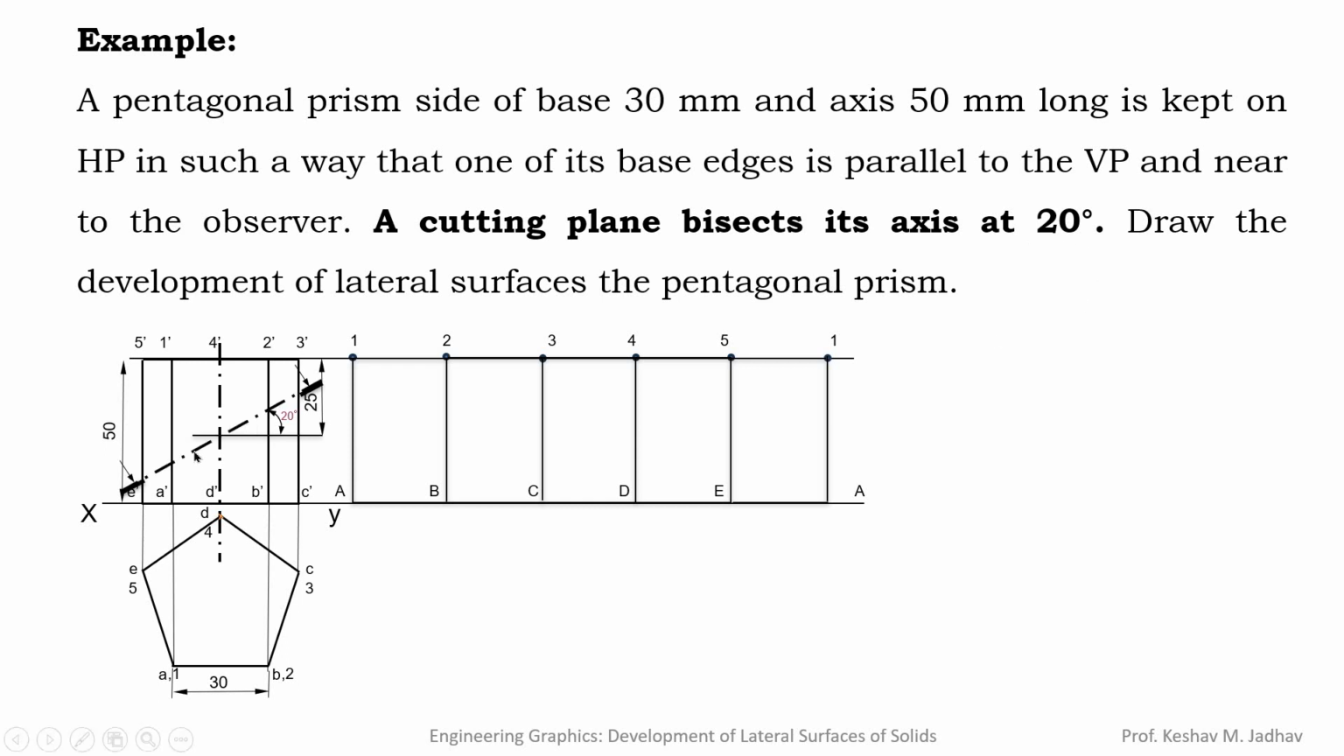So this is the cutting plane, and when we cut this prism, that upper part we have to remove and the lower part we have to keep, and for that lower part only we have to draw the development of lateral surfaces. To draw that development, from each intersection point we can draw projections like this.